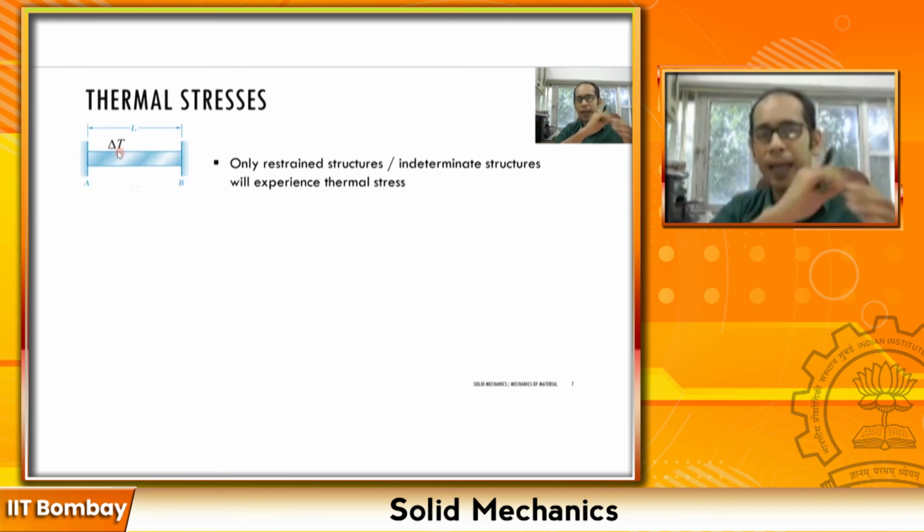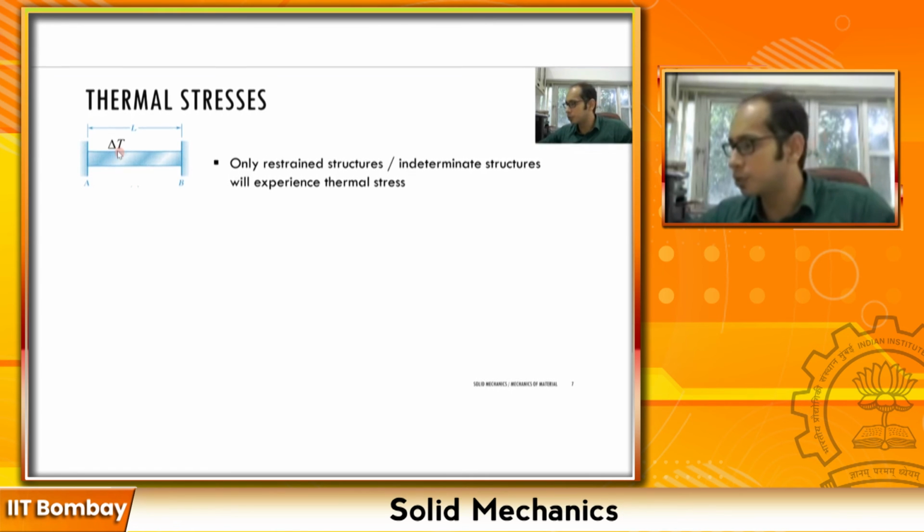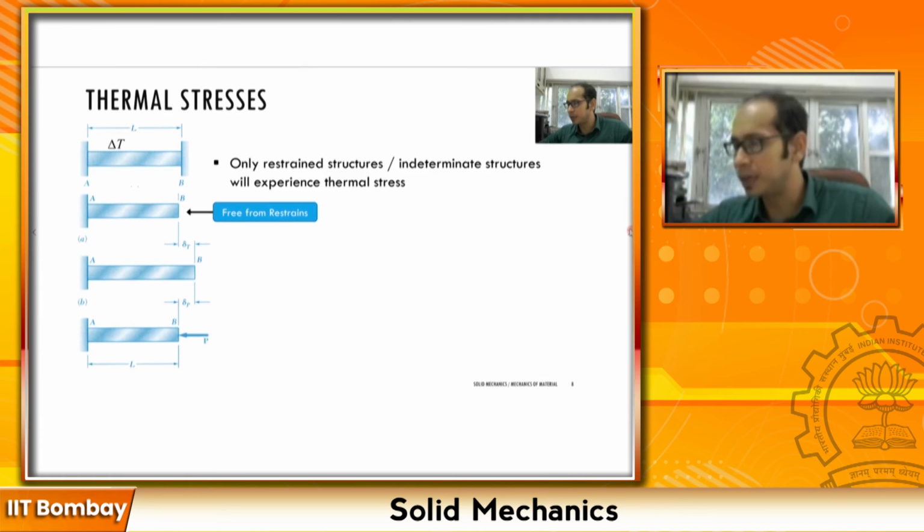Now, how do we tackle this problem? The easiest way is first to let the bar expand due to the temperature, and then simply push it back to its original configuration. To explain this in terms of figures, I release this point B, making it free from restraint, and I let this point B expand due to this temperature, to this deformation.